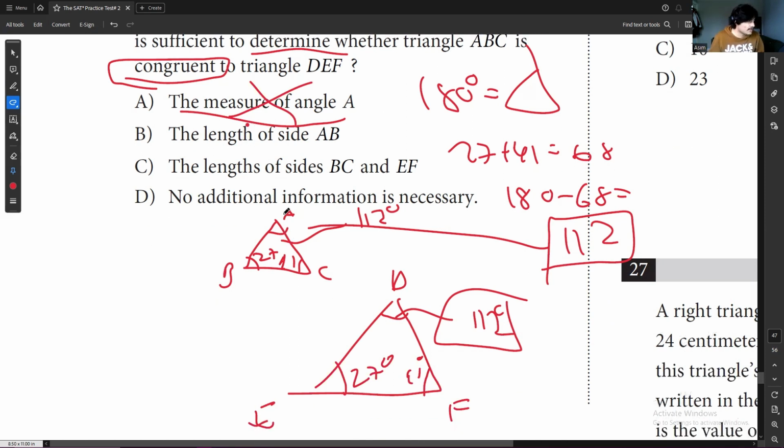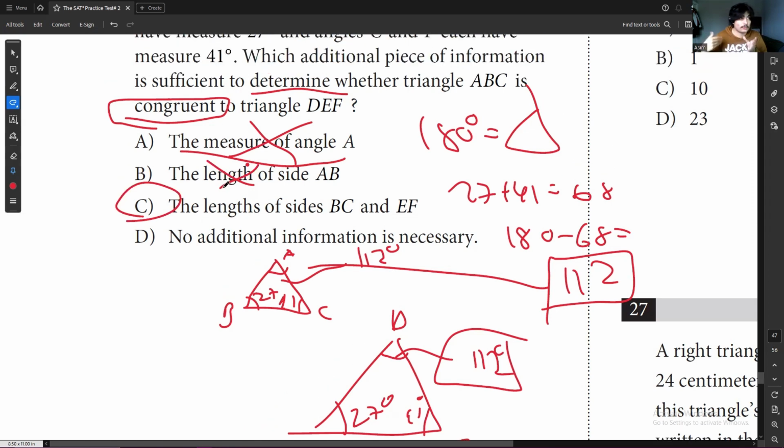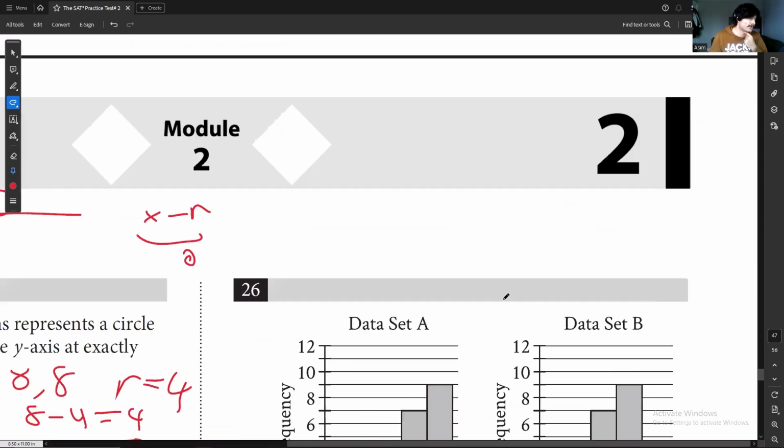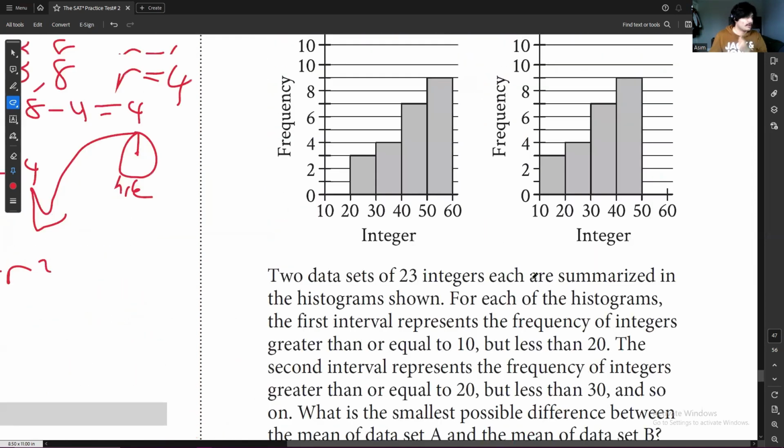The length of side AB. Guys, side AB won't help me because I want to compare the lengths of these triangles to find a ratio. A ratio is when you divide the two triangles' lengths and obtain a value. If I have a ratio of 1, that means that my triangles are congruent. So let's just eliminate B. The lengths of sides BC and EF, which is the correct answer because I will be able to compare my triangles. So never, like 99% of the time, don't choose D, because they tend to be wrong if you're not sure of the question.